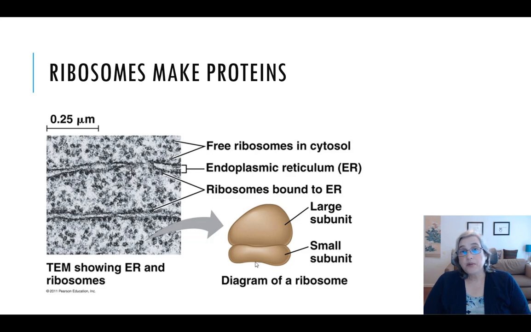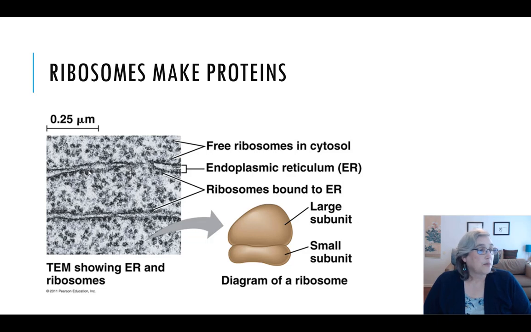There appear to be two different pools of ribosomes in the cell, but really they're the same ribosomal subunits. It's just depending on what type of protein they're making. So a ribosome can be free or it can be bound. Free ribosomes are these dots that are floating in the cytoplasm over here, and they're bound to mRNAs that are making hydrophilic proteins.